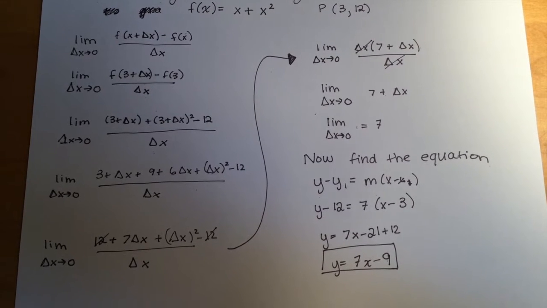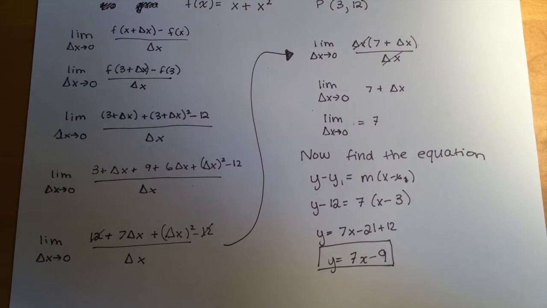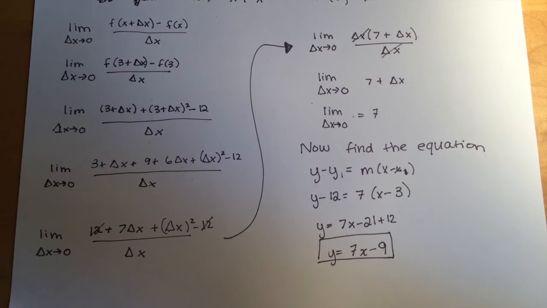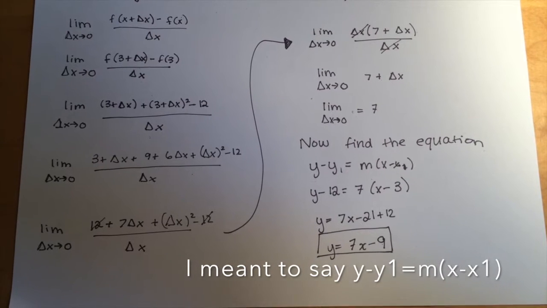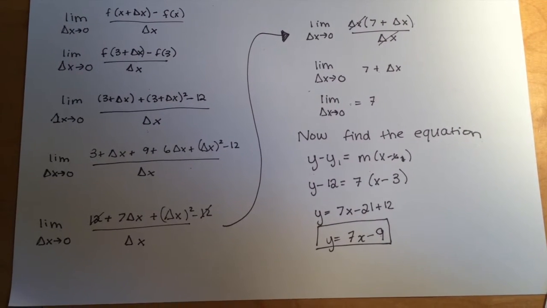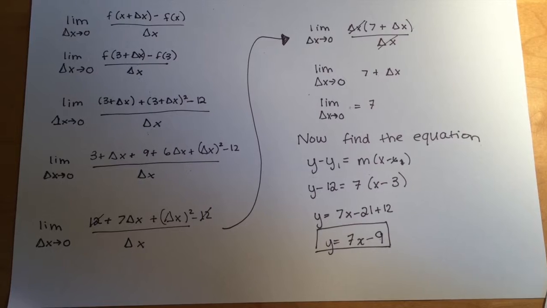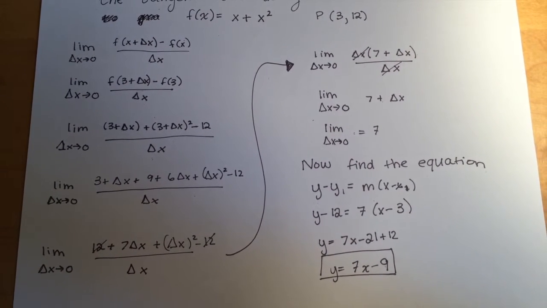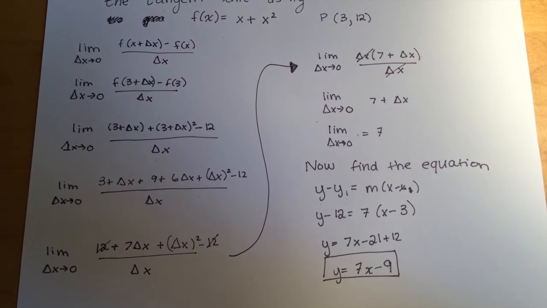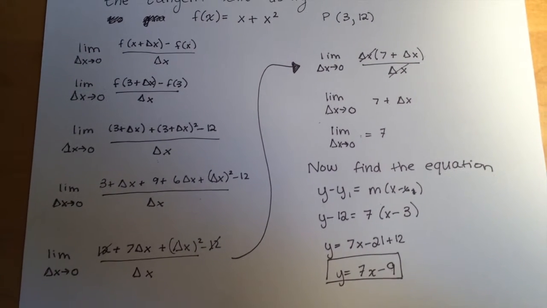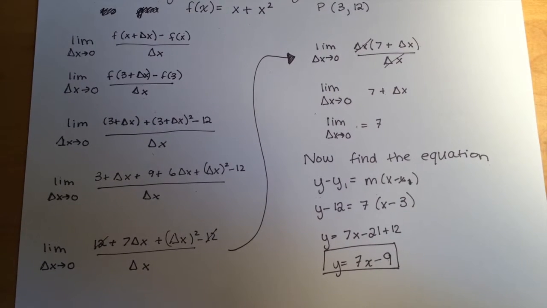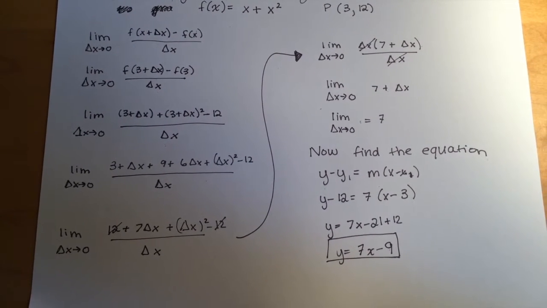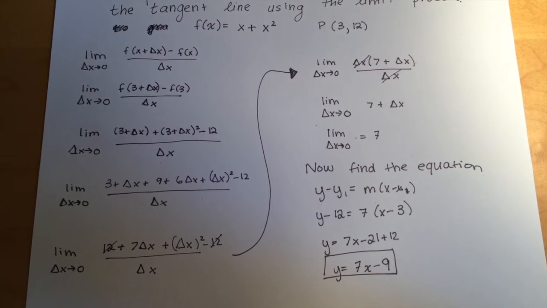Now to find the equation, we can plug in the points we know and the slope in the point slope form, which is y minus y1 equals m times x minus x1. And so y minus 12 equals 7 times x minus 3, because we know that y1 and x1 are the point that we're looking for, which is 3 comma 12, and the m is the slope that we just solved for using the limit definition. And so if we solve for y, we get y equals 7x minus 9, which is the equation of the tangent line at point 3 comma 12.